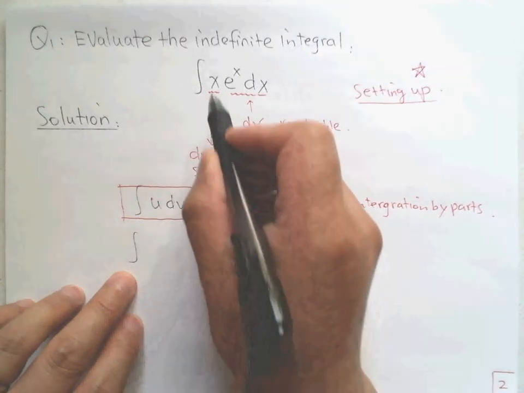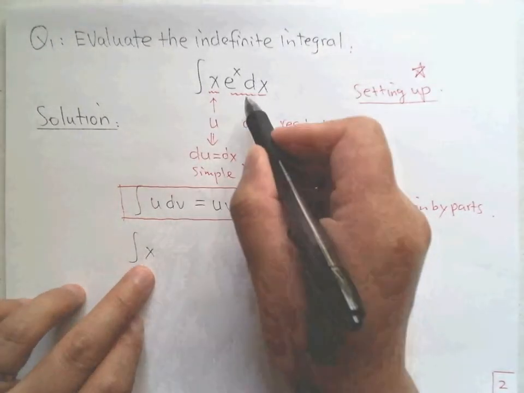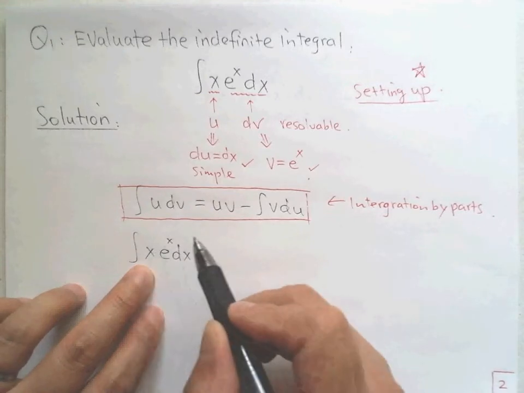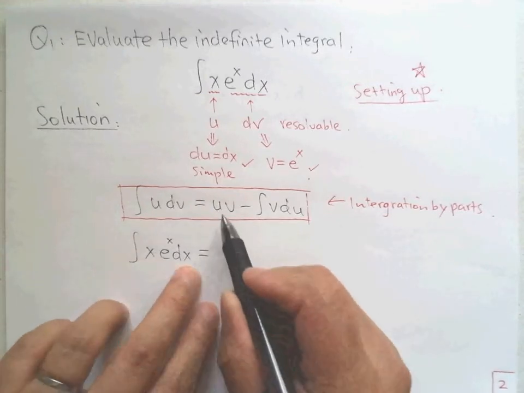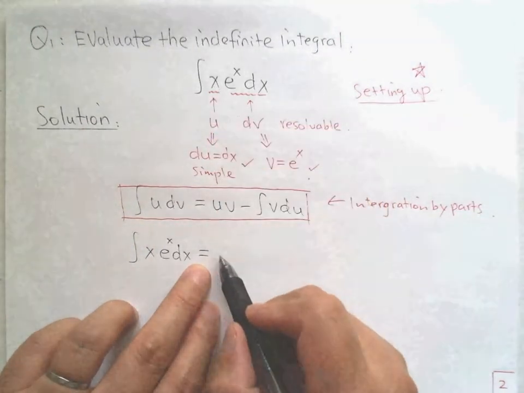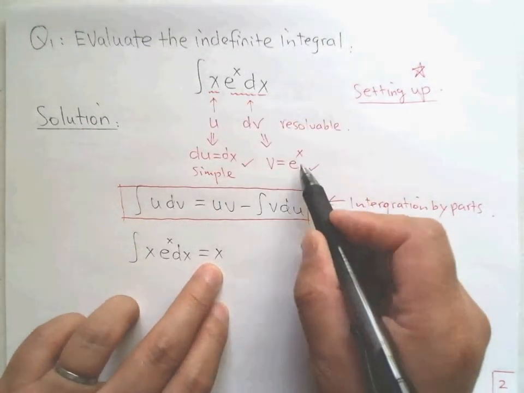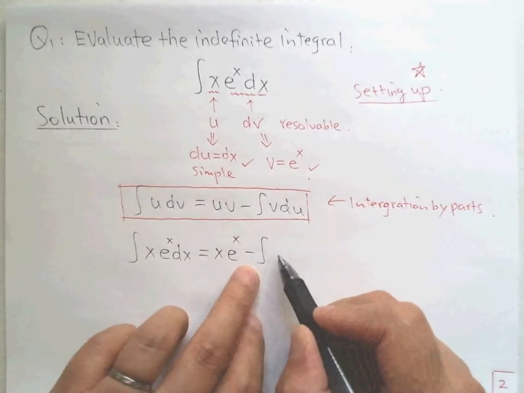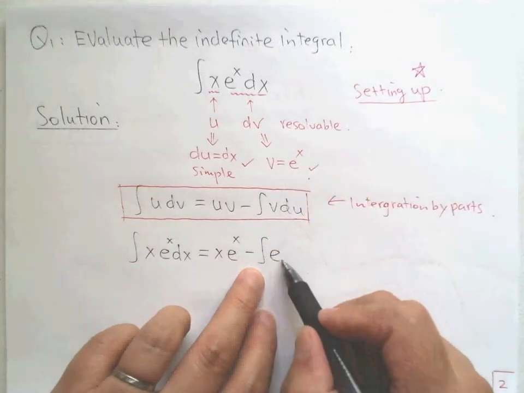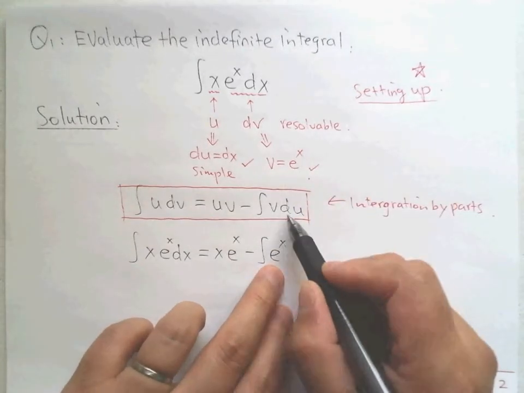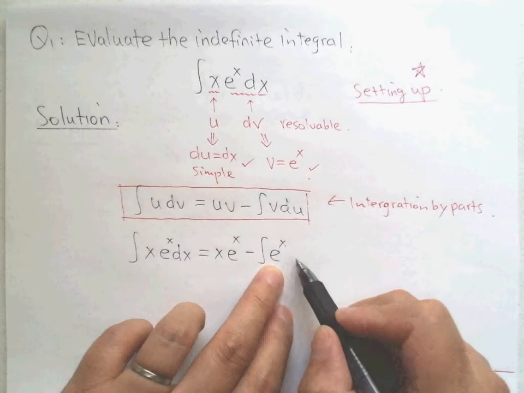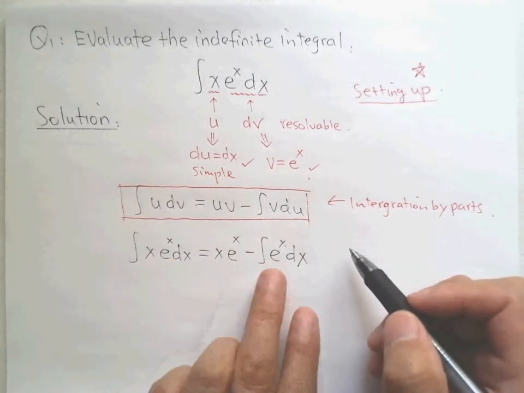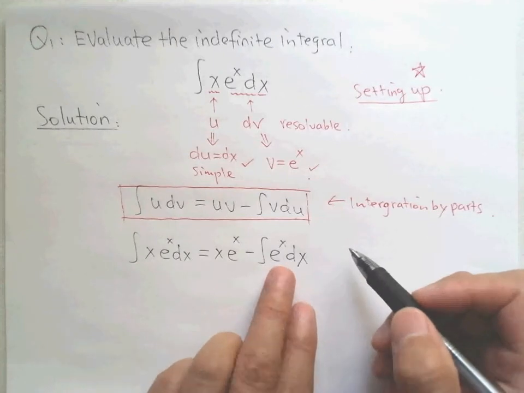Yes, because u is x, dv is e^x dx. If you like, you can put the dot there. What is u? u is x. This is v, e raised to the x power, minus the integral. What is v? e raised to the x power. What is du? dx. The difficult one, we can use this simple one to calculate.